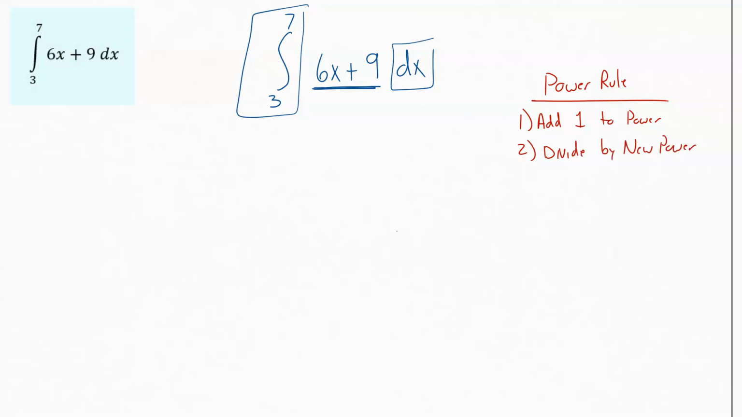So we come over to our antiderivative. There's an unwritten 1 on that x. We add 1 to the power. That's going to get us 6x squared. And then you're going to divide by that new power. So divide by 2. Plus, and then the antiderivative of 9.